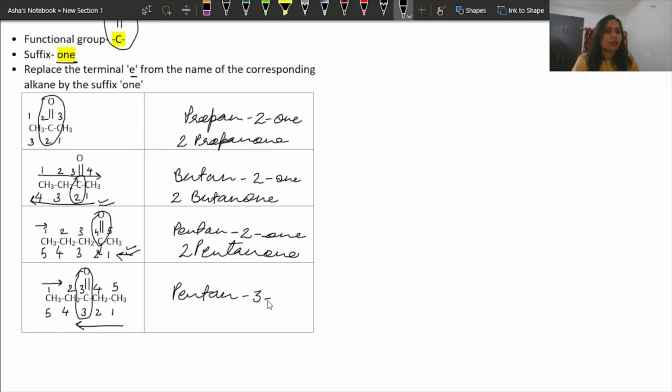So you can write 3-ONE, or you can also write 3-pentanone. Right. So now let us go to the next functional group. The next functional group will be carboxylic acid.